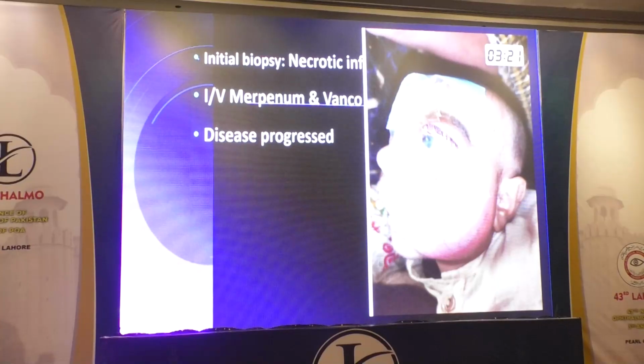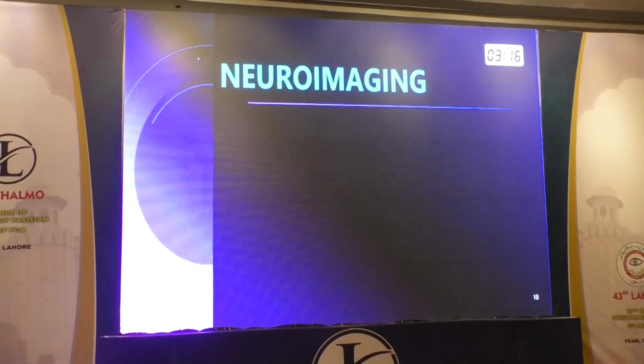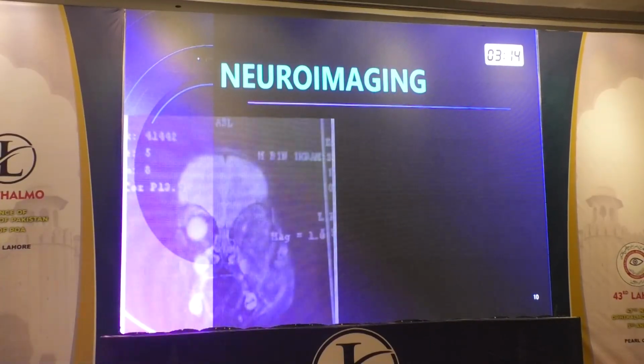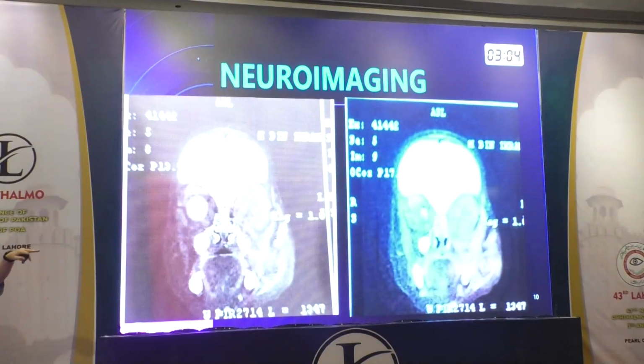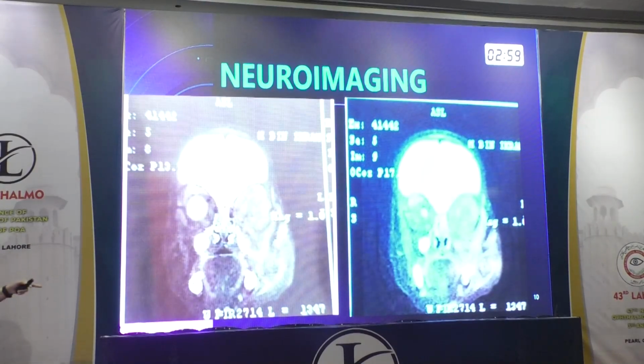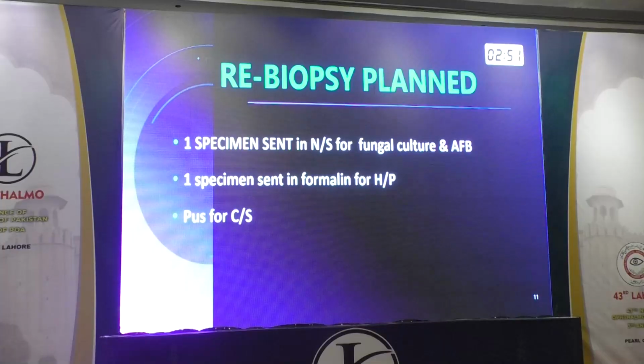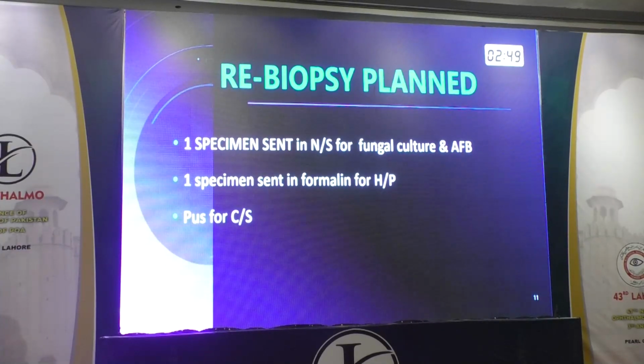It involved the whole side of the face, extending upward to involve the forehead as well. So we decided to go for another neuroimaging. It showed the lesion involving the ipsilateral side of the whole face, with many abscess-like cavities, and the plane was only subcutaneous, not involving the deeper bone, the nasal cavity or the sinuses. So we planned a rebiopsy in consultation with the maxillofacial department.